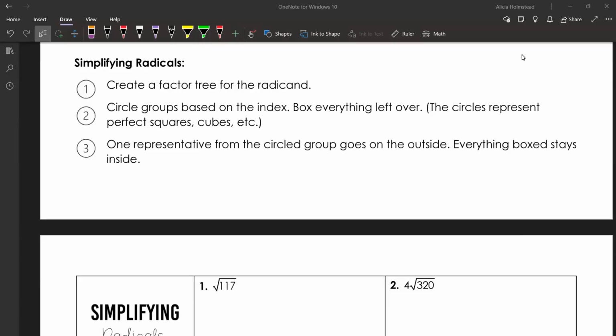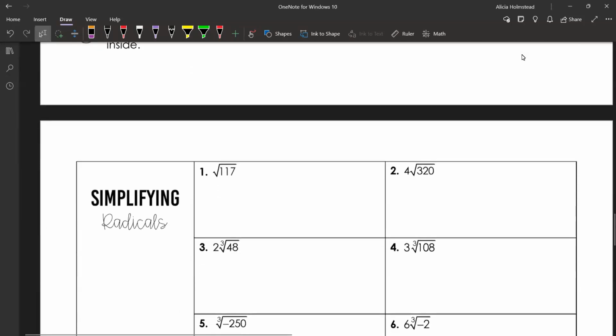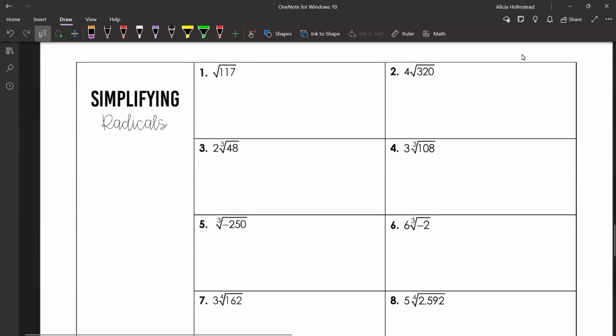Next, we're going to talk about how to simplify radicals. So these are the 3 steps you take. You're going to create a factor tree for the radicand, create groups based on the index, box everything that's left over, where circles represent perfect squares and cubes, and then finally you're going to take one representative from the circle groups, and that goes on the outside. Everything boxed stays on the inside. Right now that probably doesn't make a lot of sense, but hopefully if you read that after the lesson, it will make more sense. So step 1 is to create a factor tree.